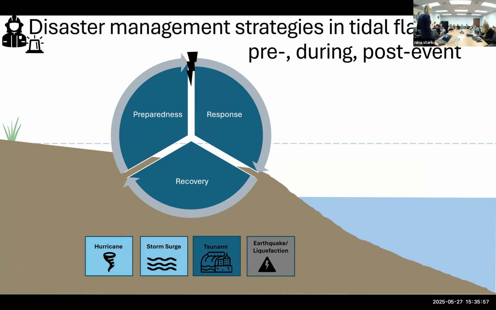I can't resolve that right now, because first I think we need that classification system. First, we need a lot of data. We need to understand tidal flats themselves in an unimpacted stage. And later, when we have enough understanding, we can think about how disasters change those areas and how we can apply this understanding to improve preparedness, response, and recovery, focusing on different natural hazards, because every hazard has a different impact on those tidal flats.